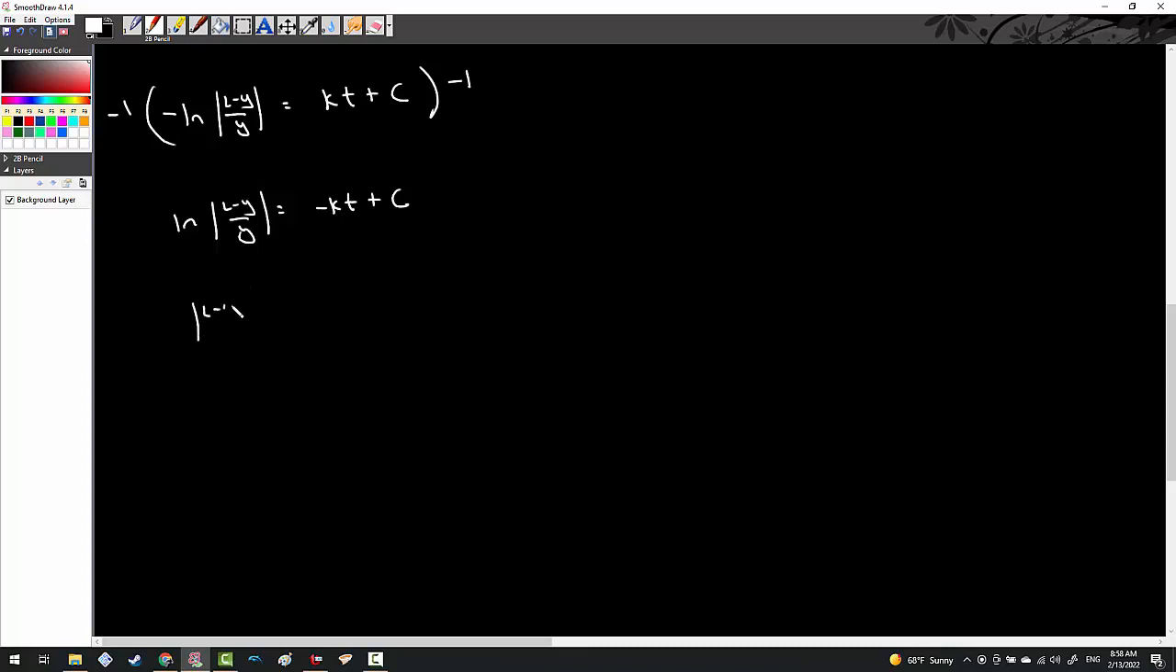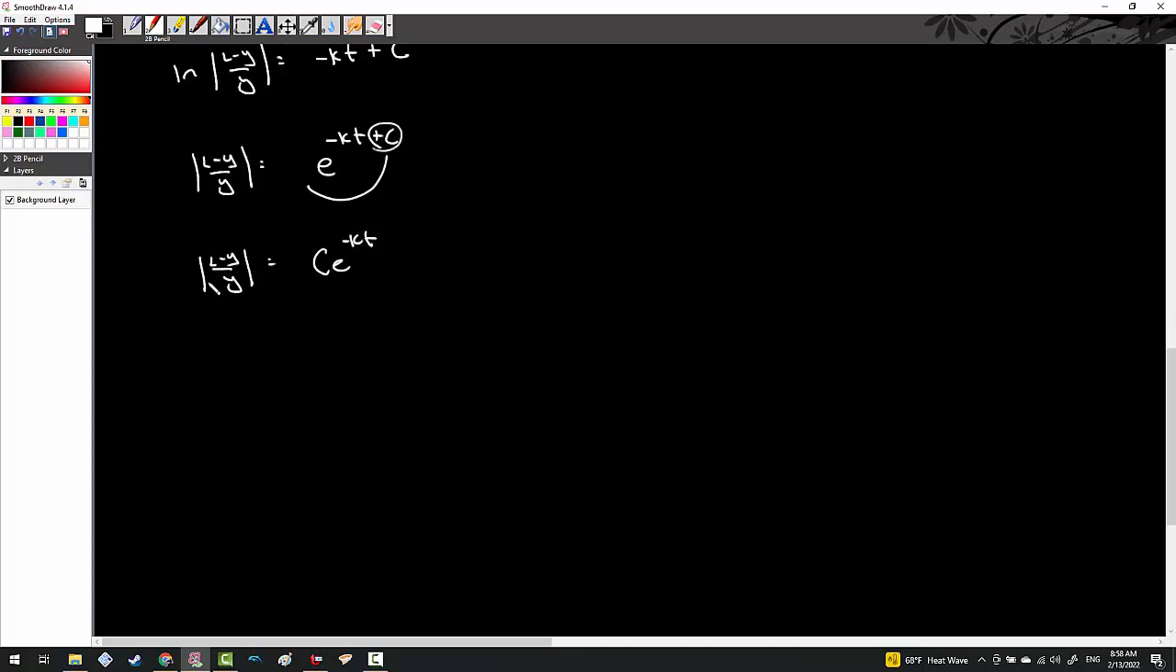I'm going to have the absolute value of L minus y over y equals e to the negative kt plus c. We've seen this happen before. This c is going to become e to the c. It's going to kick down. I've got L minus y over y in absolute value equals ce to the negative kt. So we basically have exponential growth, right? Except there's going to be a little bit more to it. The c, whether it's plus or minus, doesn't really matter. So I'll call him L minus y over y equals ce to the negative kt.